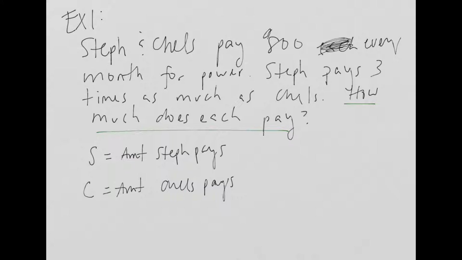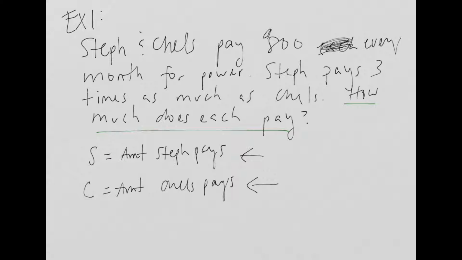We can go back and forth. From the first sentence, let's find an equation. So Steph and Chelsea pay $800. So in terms of S and C, what do I know about those in relation to $800? Well, I know that together they pay $800. So S plus C is $800.